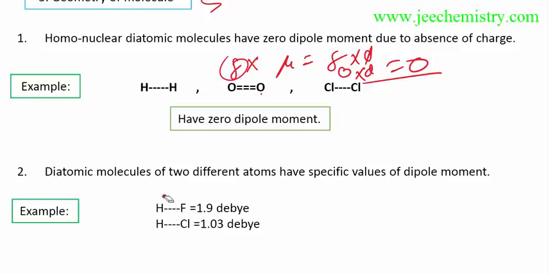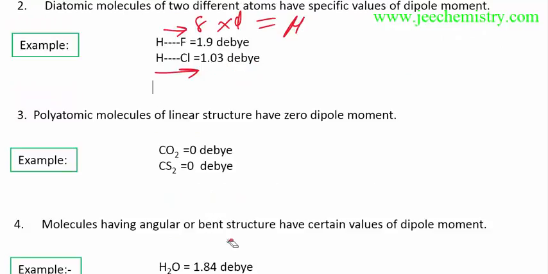Fluorine has high electronegativity, so it will develop a charge, and there is also a distance, so it will develop a dipole moment. This dipole moment is equal to 1.9 D. In chlorine also, there is a difference in electronegativity between hydrogen and chlorine, so there is a development of dipole moments. These are polar molecules.